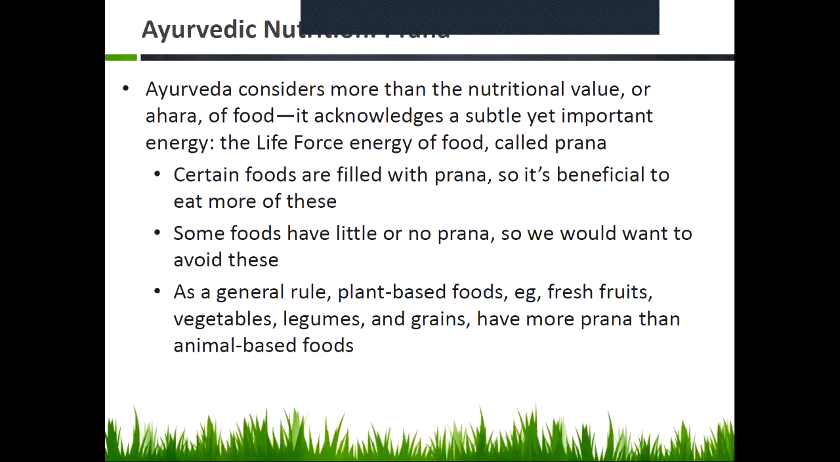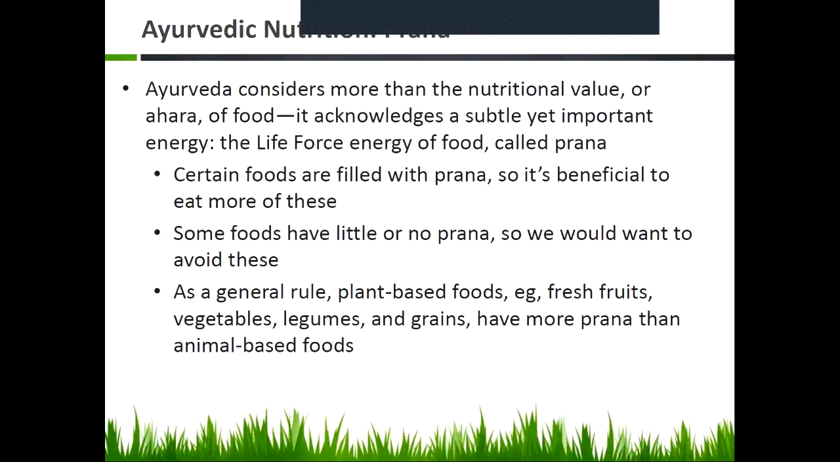So we add herbs like hing, and we make sure the food is always soaked, whether it's grains or legumes. And as a general rule, anything that is plant-based, fresh fruits, fresh vegetables, legumes and grains, and I'm not talking about grain powder. So the reason I mentioned corn masa, the coarse corn masa, is that it retains prana for a long, long time.